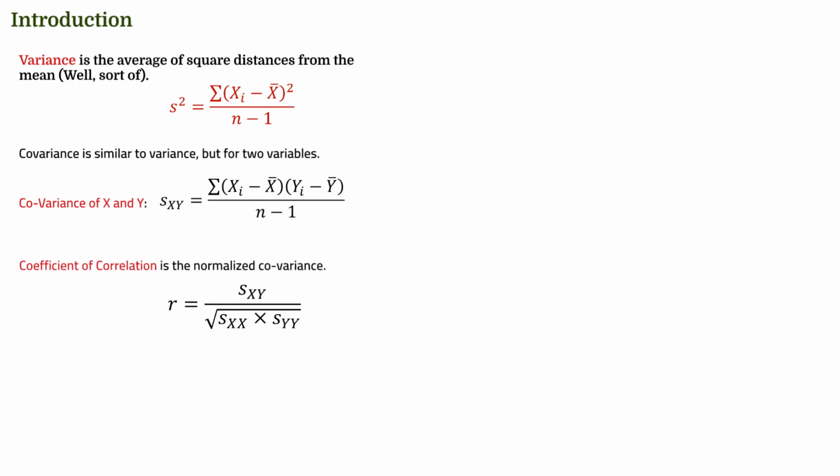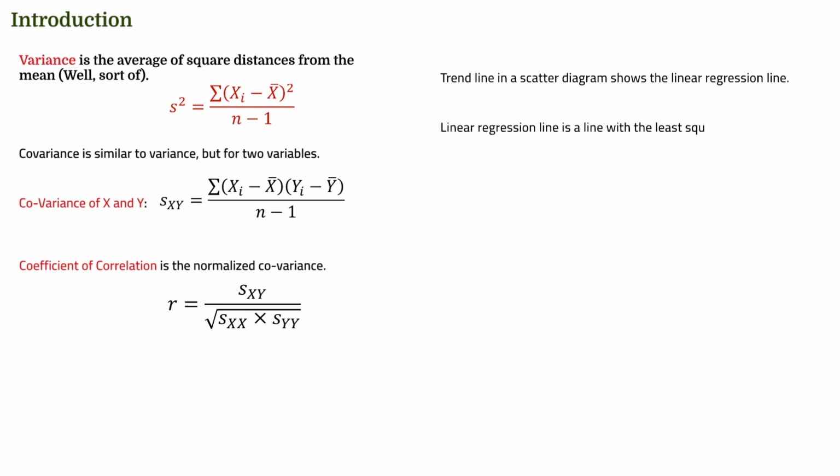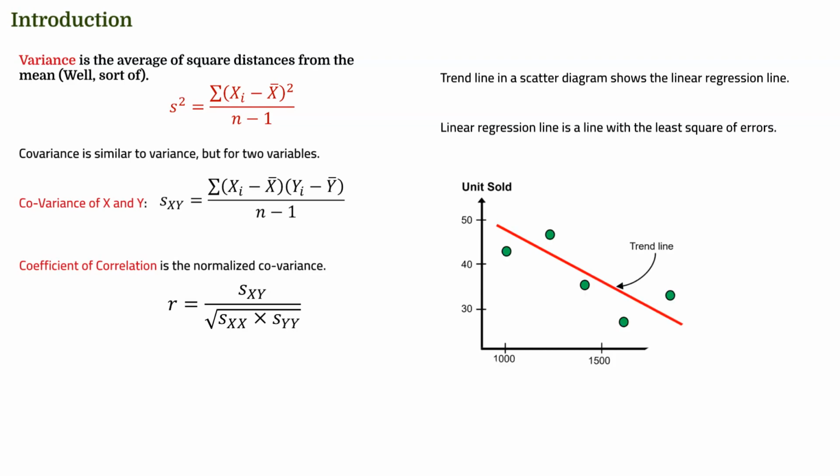Coefficient of correlation is the normalized covariance. As you can see in this formula, R is covariance divided by a square root of variances. Trend line in a scatter diagram shows the linear regression line. Linear regression line is the line with the least square of errors.